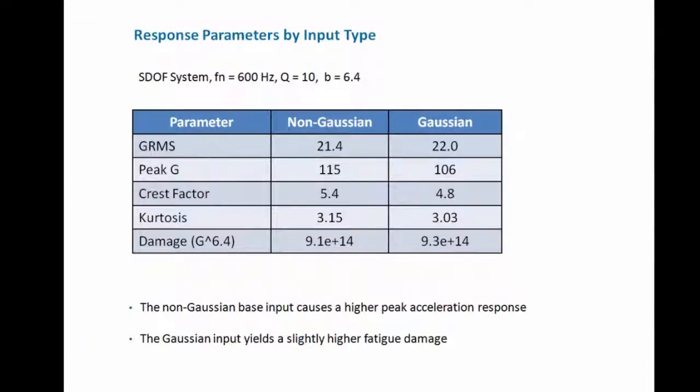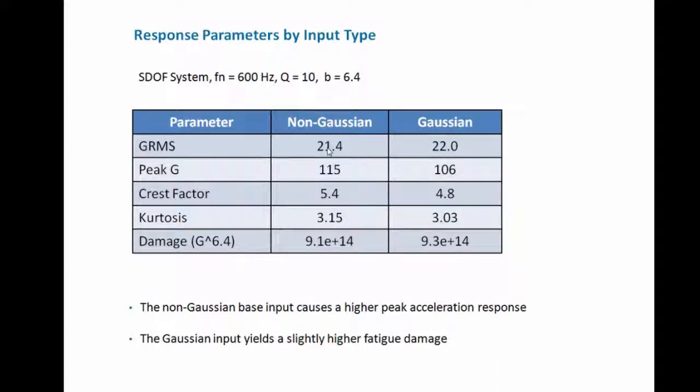So we've got our 600 Hertz system, Q is equal to 10, B is equal to 6.4. We have our non-Gaussian case where the kurtosis was 5, and our Gaussian case where the kurtosis is equal to 3. The similarity between these two was that their respective PSDs were the same, ignoring the fact that the non-Gaussian had a little bit of roll-off towards the end. Aside from the roll-off, these two base inputs produced essentially the same PSD.